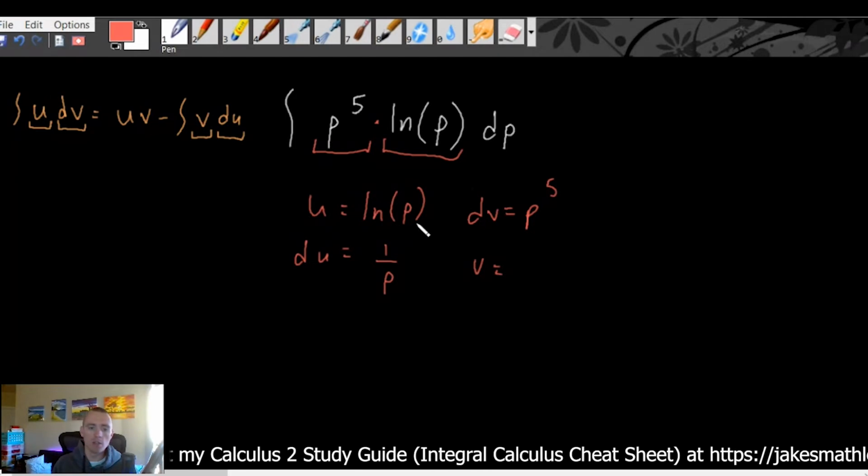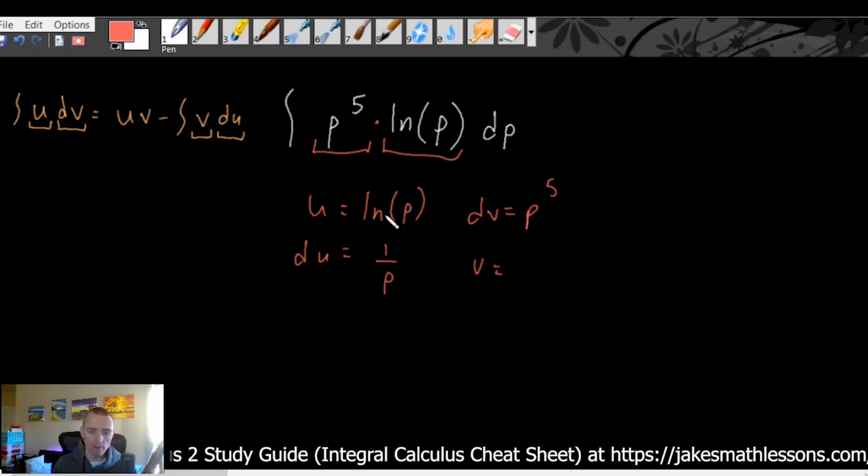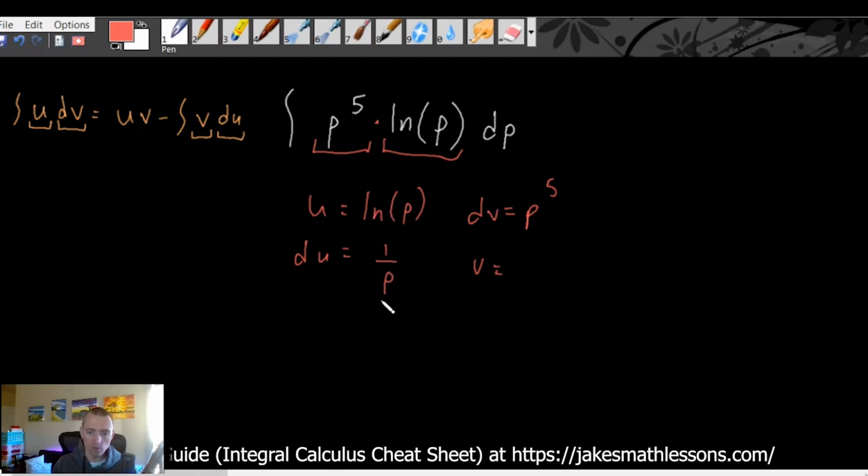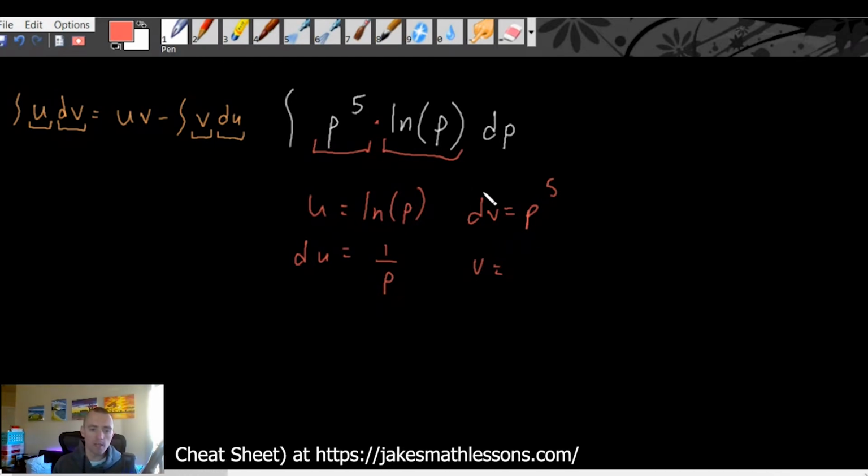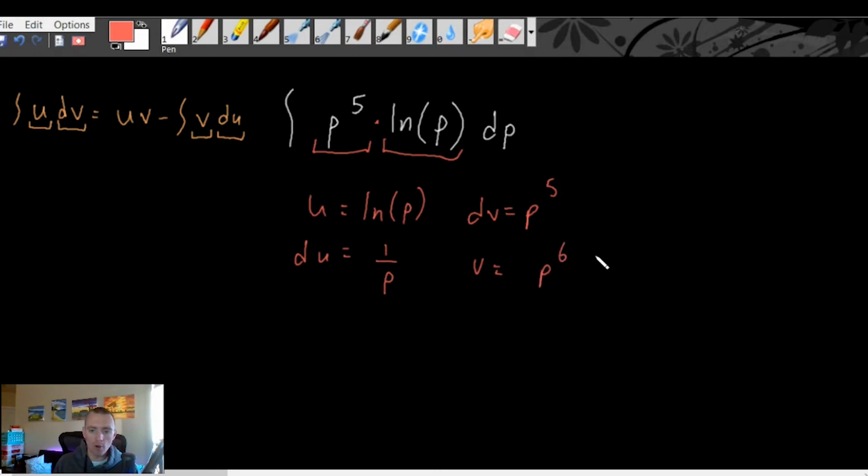Well, like I said, du is just the derivative of u. The derivative of ln p is 1 over p, like I said. And v is always just going to be the antiderivative of whatever we said our dv is. So in this case, dv is p to the fifth. V is going to be the antiderivative of p to the fifth, which can be found using the power rule. Power rule just says we're going to raise our power by 1, so increase our power from 5 to 6, and then divide by our new power. Instead of dividing by 6, I'm instead going to multiply by 1/6.